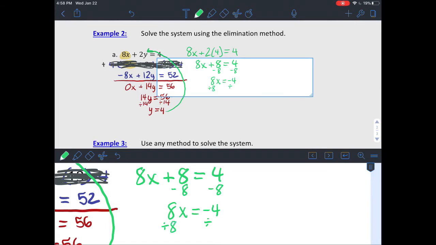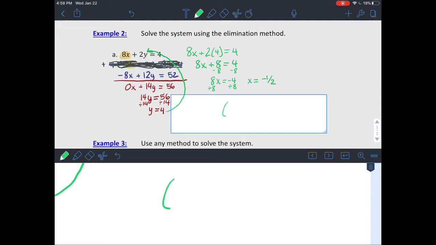So you can write that as an ordered pair, or you could leave them separate. I like to just go ahead and write it as an ordered pair. Negative 1/2, 4.